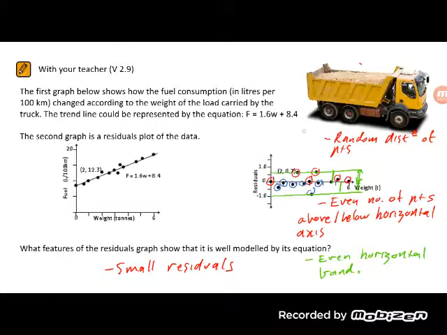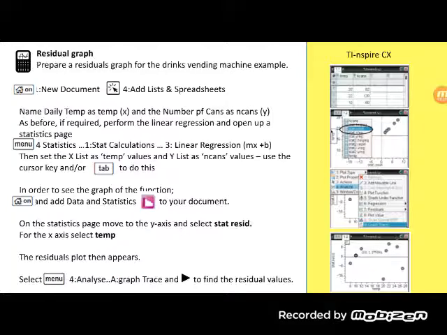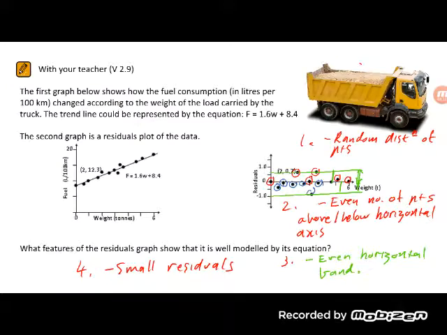Okay, so here we have the 4 points that we're looking for. 1, 2, and 3, and the 4. Those are the 4 things we look for to indicate that the residual plot, these 4 features of the residual plot, show that this is a good model for the data. Okay, very good. So let's go on now to the next one in the opposite direction.